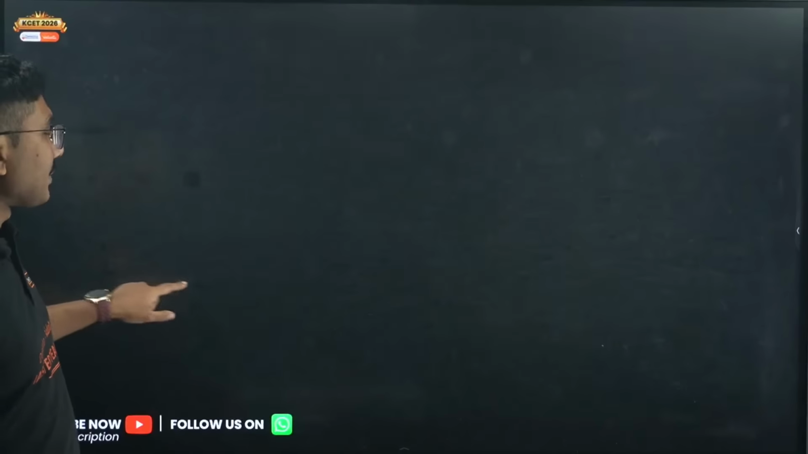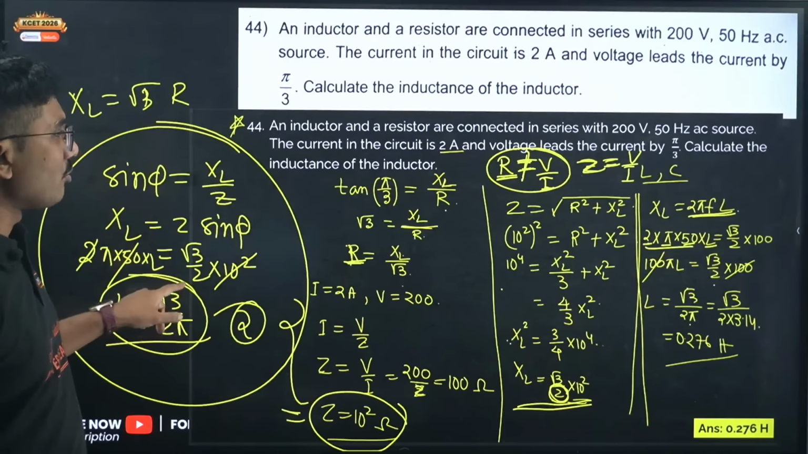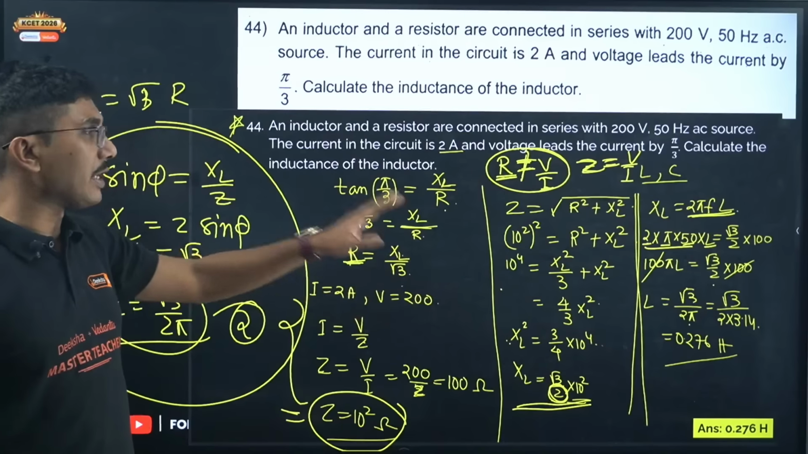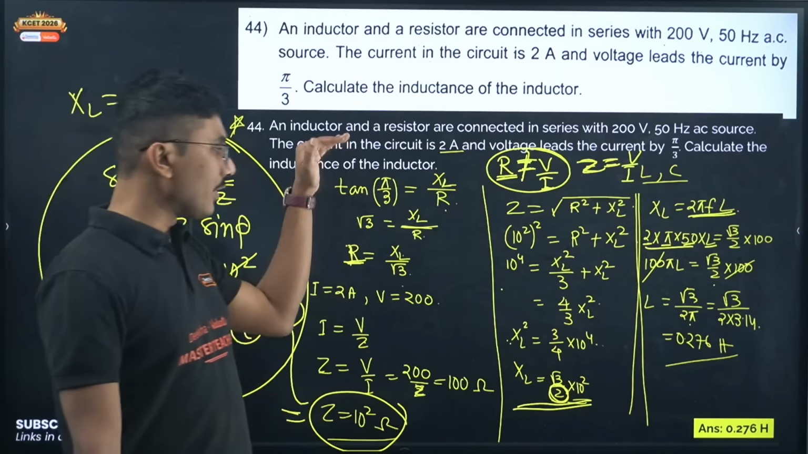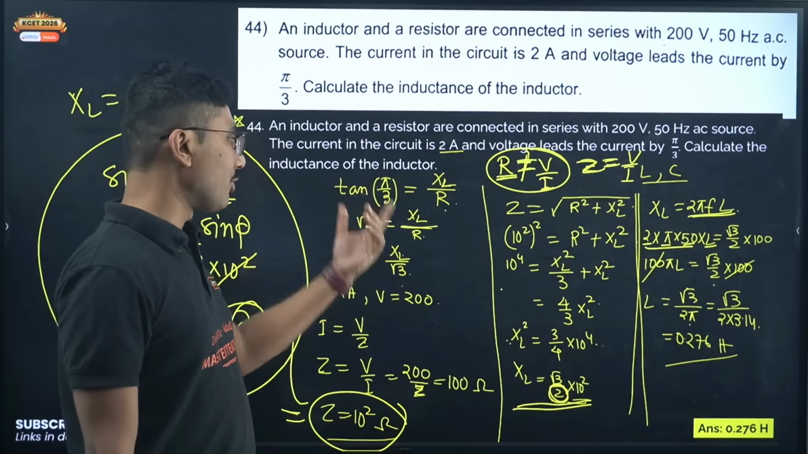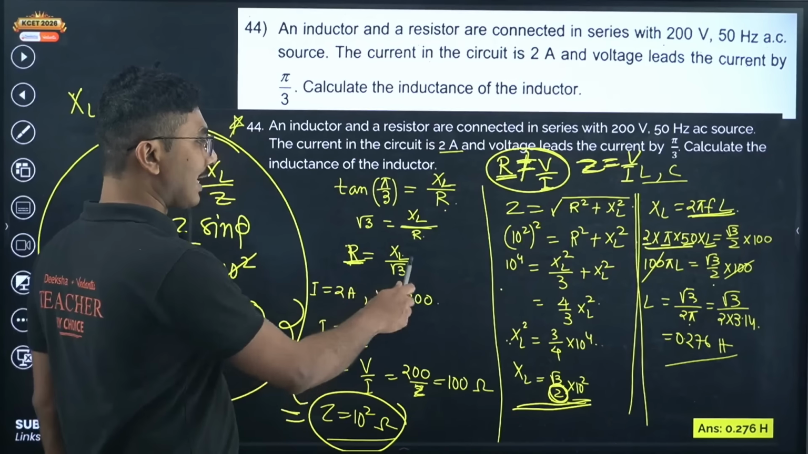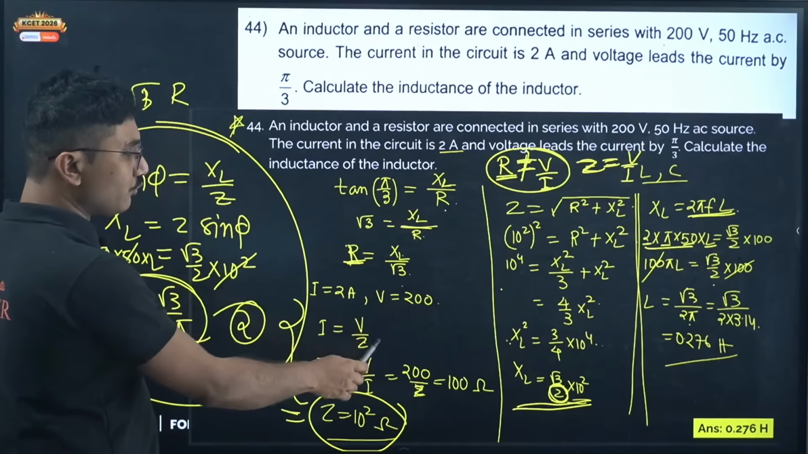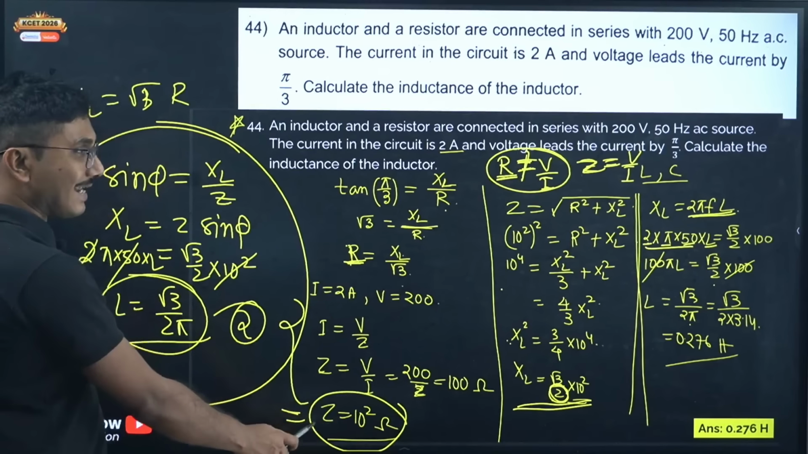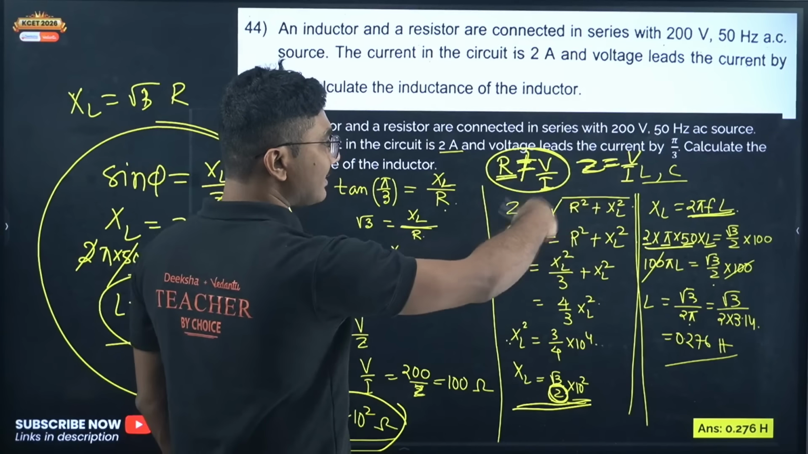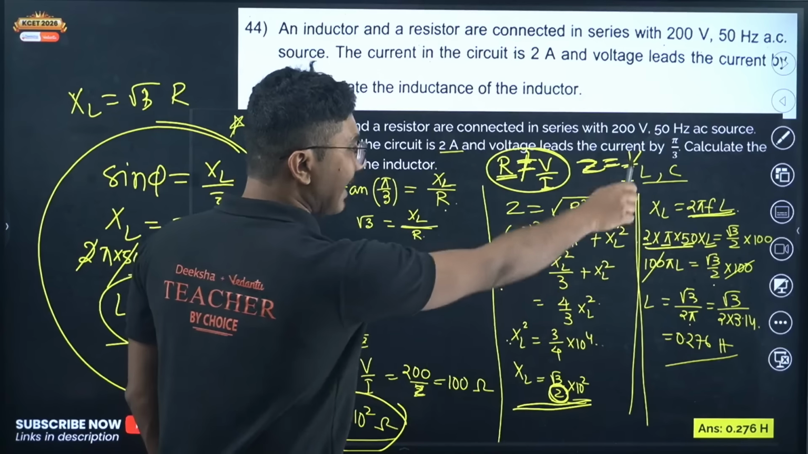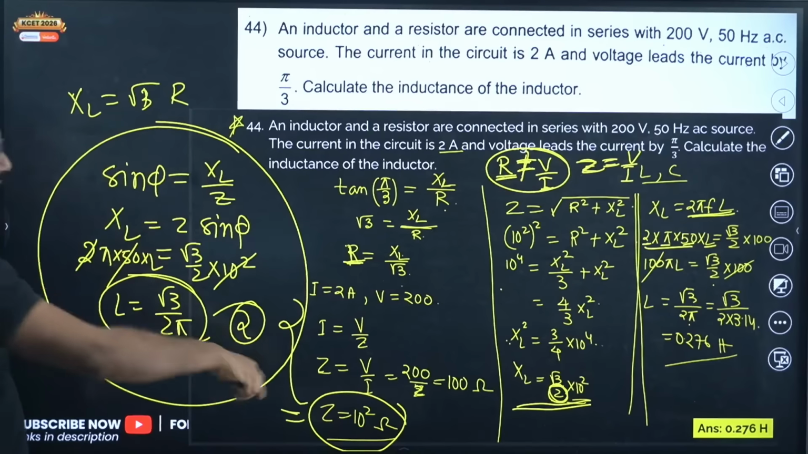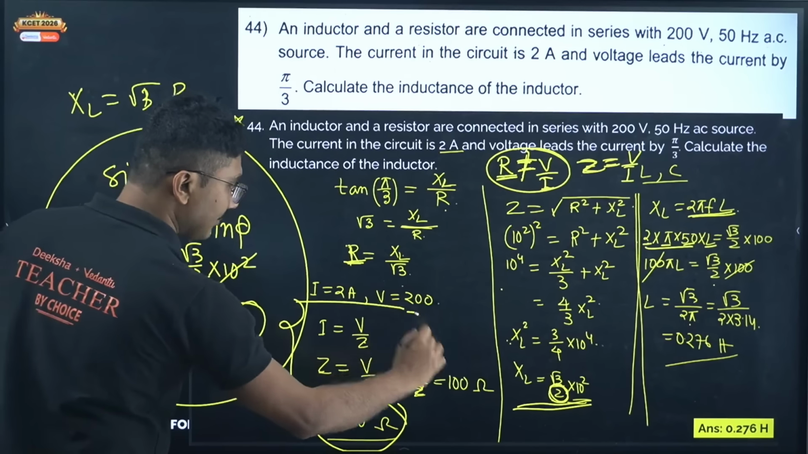Tarun, I solved the AC chapter numerical from your model paper. You can solve it two ways. Okay, you can go by calculating tan phi. From there you calculate the relationship between R and XL. Z you can calculate directly: I equals V by Z. From there you can calculate Z directly. Then you can use Z's formula to calculate XL, or you can directly calculate XL using this formula. Z you can always calculate directly.